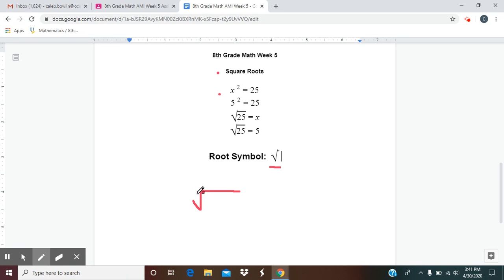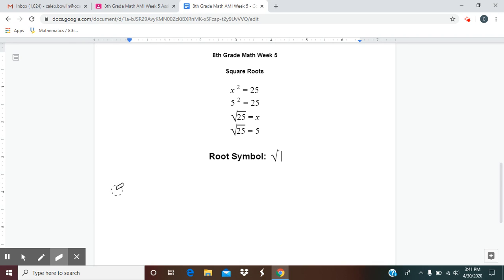Now, if there's no number in this spot right here, I'll put a B for this placeholder. If I have no number in the B spot, then this is just a square root, like what we're going to work with today. If you might in the future see a different number there, like a 3 or a 4, those would be called cube roots, fourth roots, and there's different names for them. But when there's no number, it's called a square root. So that's what we're going to be looking at.